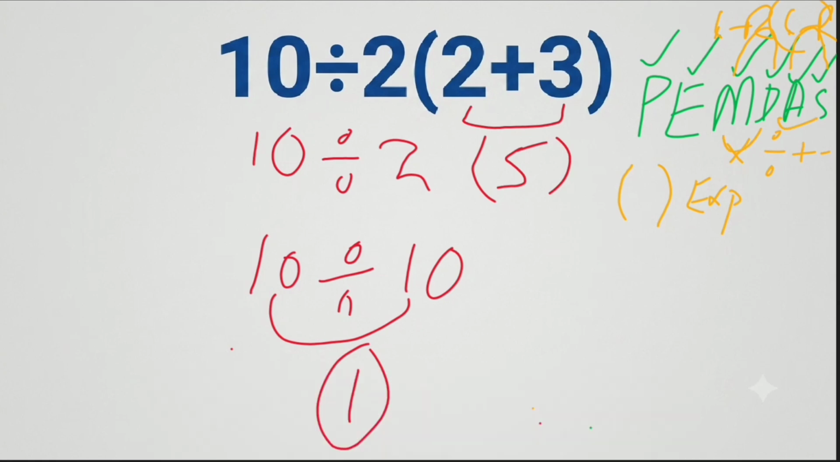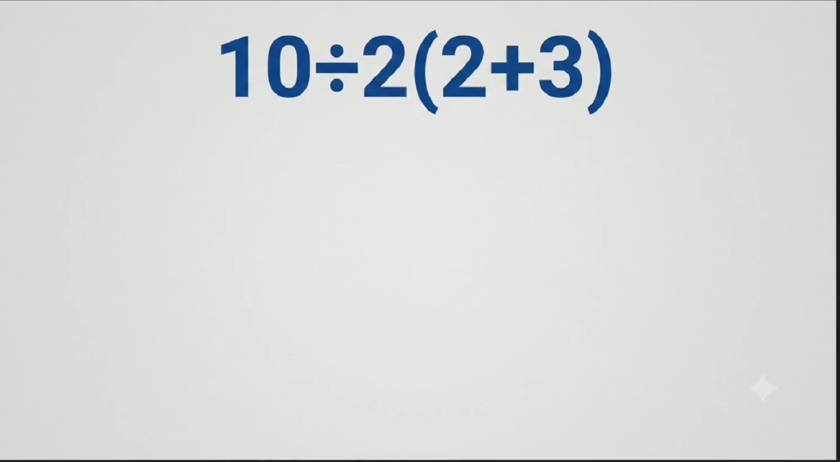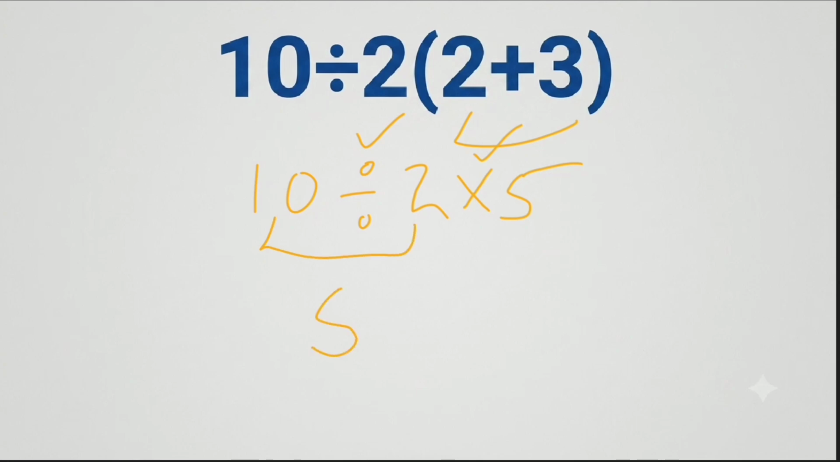Now let's solve 10 ÷ 2 × (2 + 3) the right way. Solve 2 plus 3 equals 5. Now 10 divide 2. The bracket shows multiplication, so use the multiply sign. Divide and multiply signs are given. By the PEMDAS rule, first perform the divide operation. So 10 divide 2 equals 5. Multiply by 5: 5 fives are 25. So this is the correct answer of the given question.